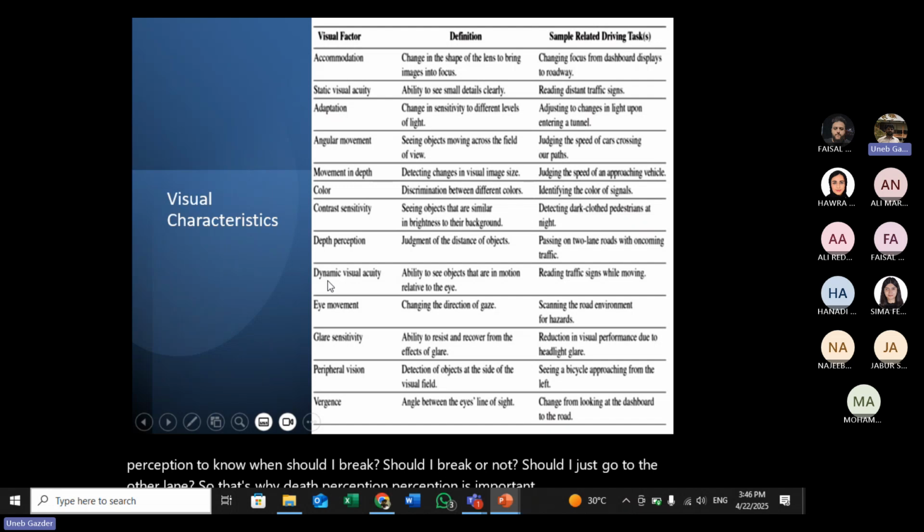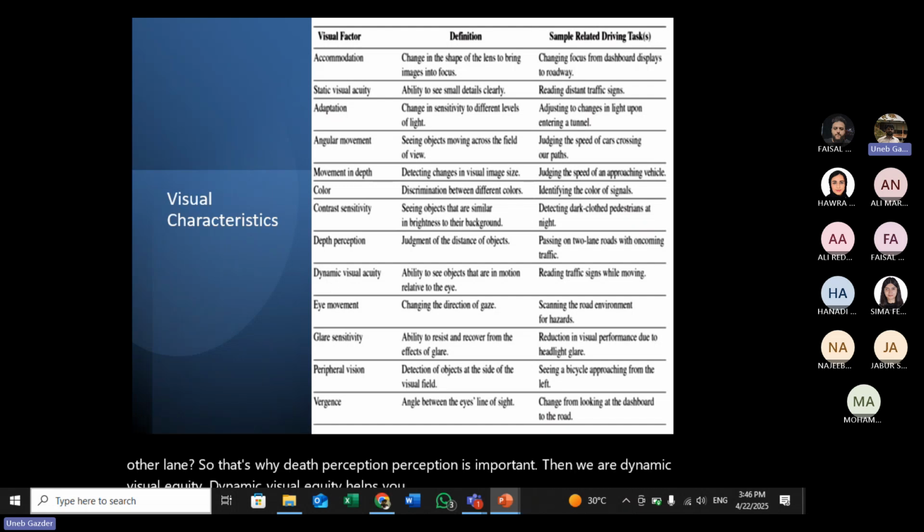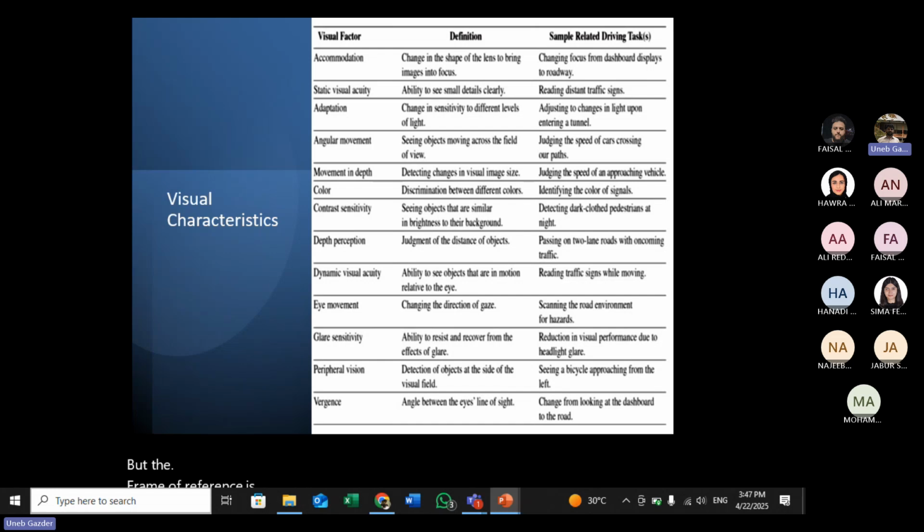Then you have dynamic visual acuity. Dynamic visual acuity helps you to read things which are moving, or to read things when you are moving. Either the object is moving or you are moving. So you are standing on the side of the road and the car is moving. This is dynamic visual acuity. You are in the car and you are looking at the speed sign. This is again dynamic visual acuity, but the frame of reference is different. So you need both of them. I just gave you the example.